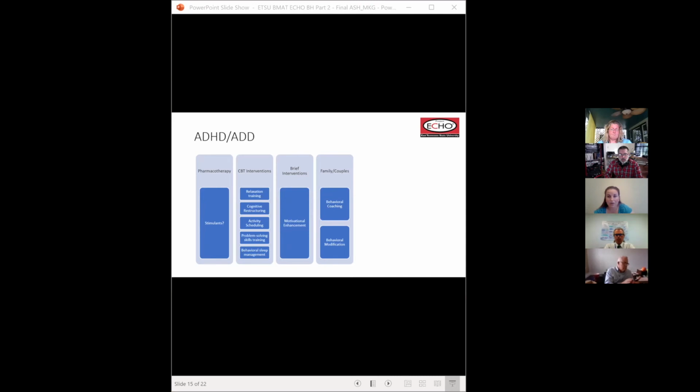ADHD is also a common co-occurring illness with substance use disorder. We see that impulsivity piece, which is a highly transdiagnostic symptom, and often people have done some self-medication to help with their ADHD symptoms, and when we take the substance away that they've been using, they have really significant difficulty concentrating above and beyond symptoms of withdrawal.